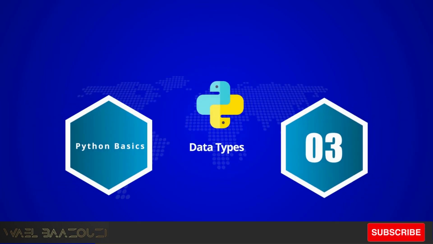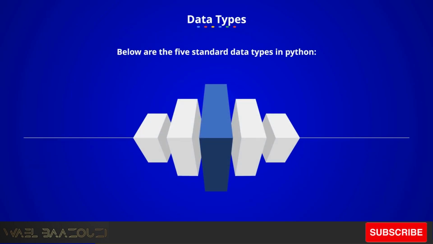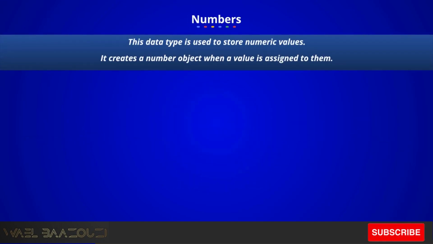In this topic, you will learn about the different kinds of data you can work with in your Python programs. Here are the 5 standard data types used in Python: number, string, list, tuple, and dictionary. Numbers in Python are used to store numeric values. It creates a number object when a value is assigned to them.